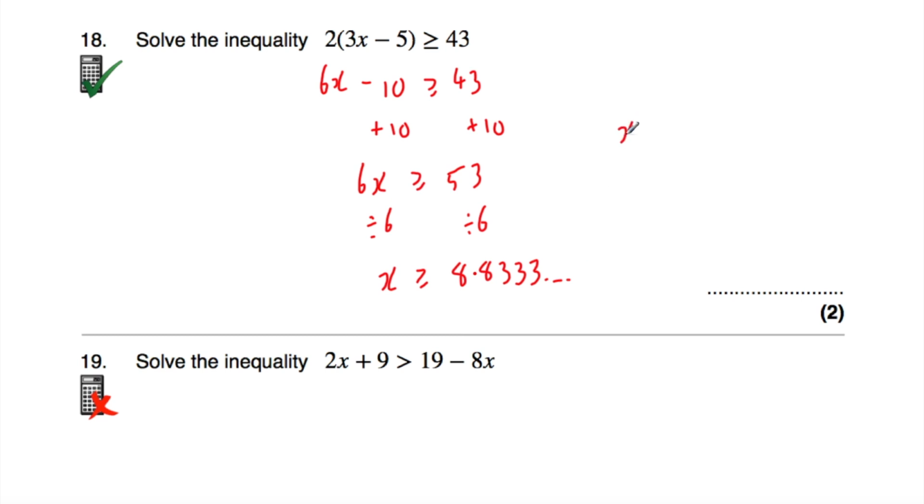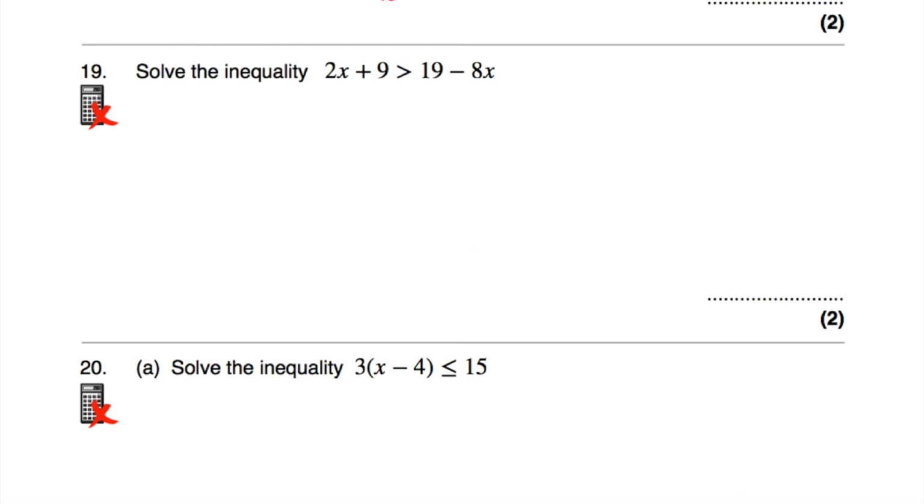You could write it as x is greater than or equal to 53 over 6. And that's it. You can write the answer either way. You could write it as a decimal, x is greater than or equal to 8.83 recurring, or x is greater than or equal to 53 sixths. Okay, let's look at our next question, question number 19.